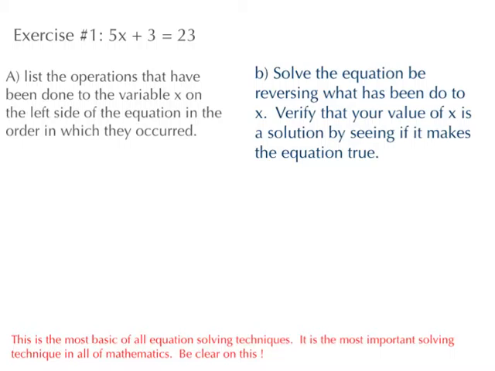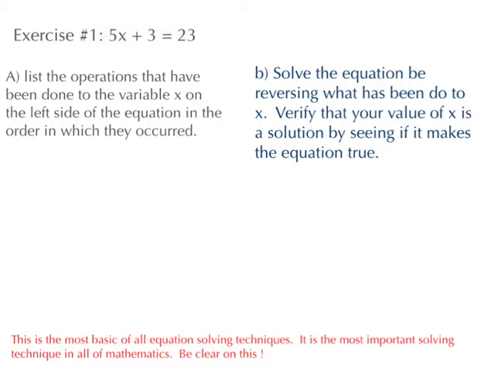Let's take a look at exercise number 1. Look at the variable x and list the operations that have been done to the variable on the left side of the equation in the order in which they occurred. When we say this, we're looking at this part of the expression right here. We're not concerned about the equals 23 yet because there's only one variable. I want to know the operations.